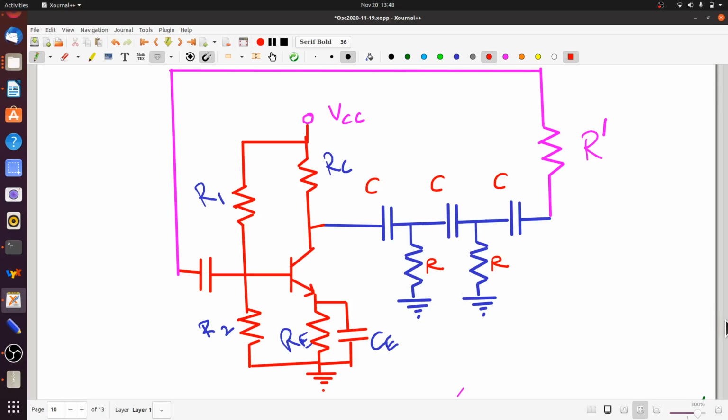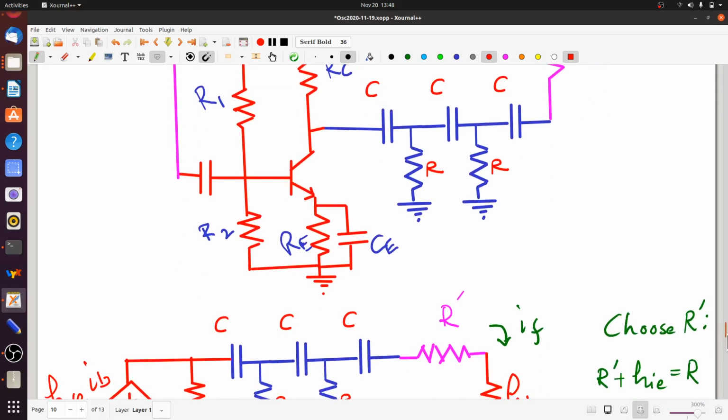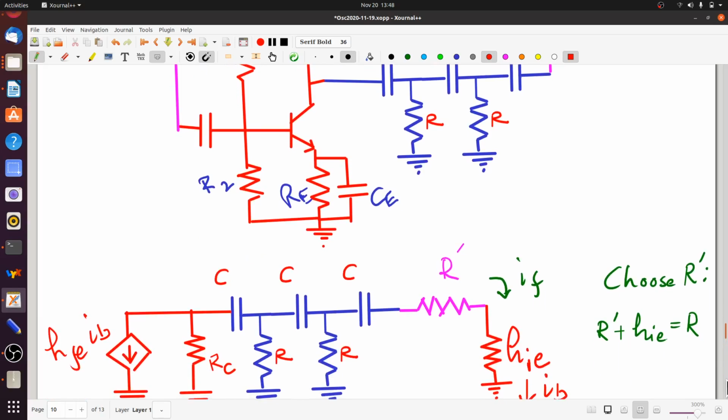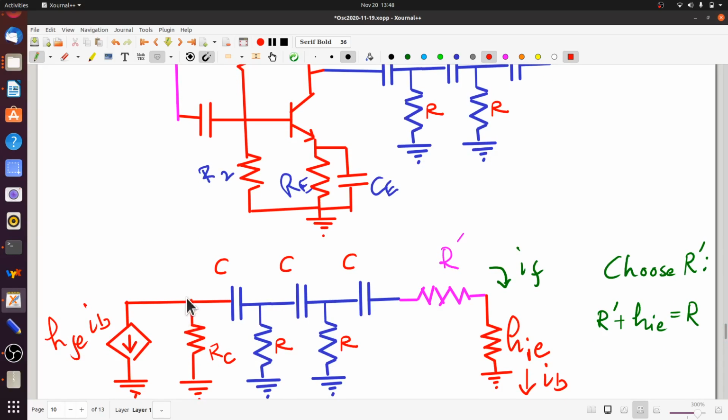And what we can do is we can take the small signal approximate H parameter model, and we will end up with basically this. So this is the RC. There's an HFE IB. Of course, there's an HIE which comes in along with it, but that HIE is joined to this point, which is here. And if you choose R prime in such a way that R prime plus HIE is exactly equal to R, you again get 3 CR pieces. Remember, you need at least 3. With 2, the phase shift is not enough.